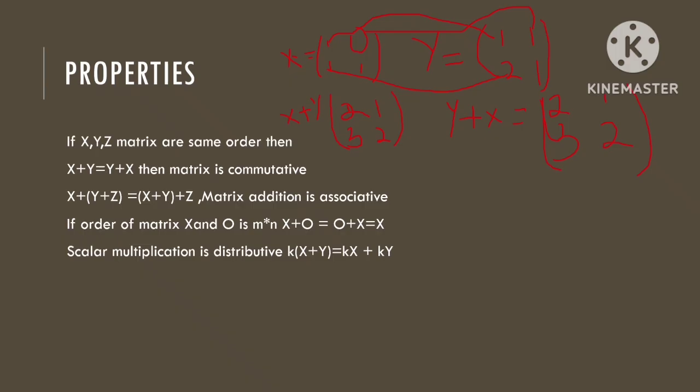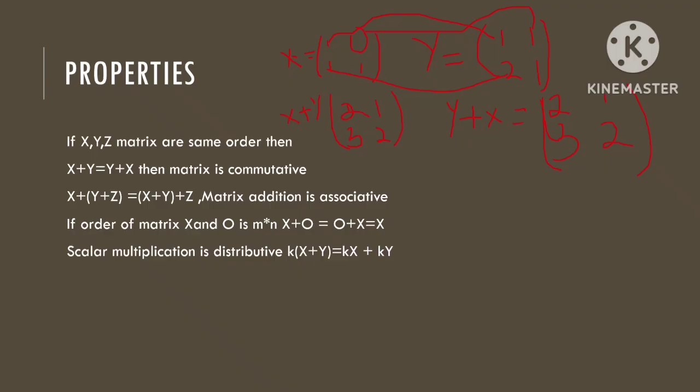Matrix addition is associative. You have to take X, Y, Z as matrices of the same order and add them. First you add Y plus Z, then X plus the result. Or first you add X plus Y, then add Z.